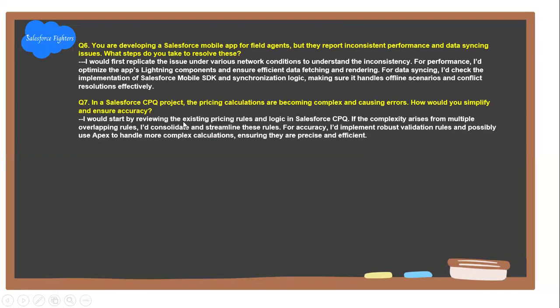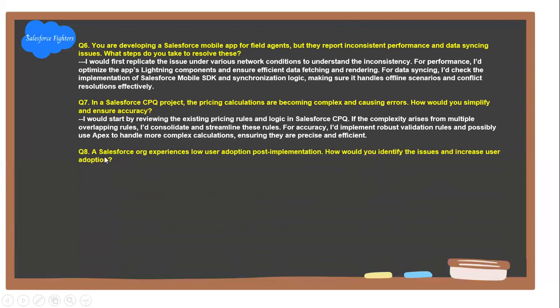I would start by reviewing the existing pricing rules and logic in Salesforce CPQ. If the complexity arises from multiple overlapping rules, I would consider consolidating and streamlining these rules for accuracy. I would implement robust validation rules and possibly use Apex to handle more complex calculations, ensuring they are accurate and efficient.